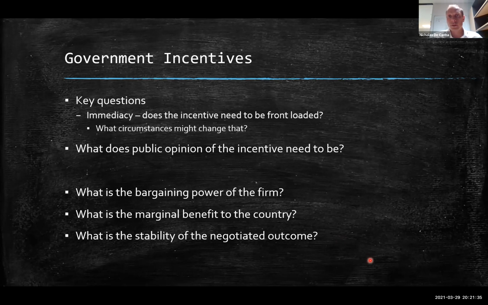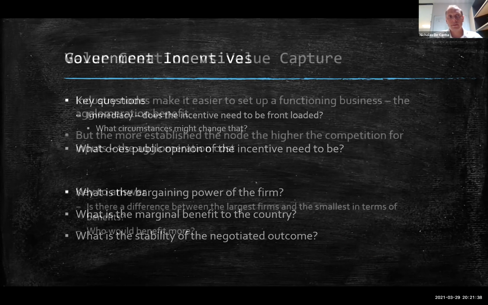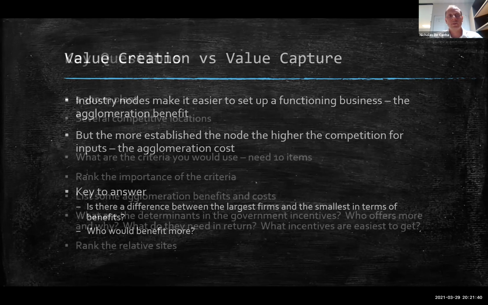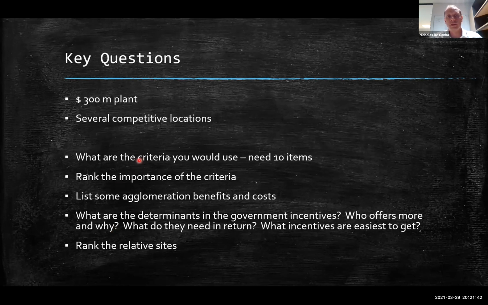So let's just go back. These are the questions, 1, 2, 3, 4, 5. What are the criteria you would use in order to assess plants? Rank the importance of those criteria. List some agglomeration benefits and costs, maybe 3 and 3. And talk about government incentives. What determines them? When do you get more versus less? What do they need in return? And finally, rank the relative sites.